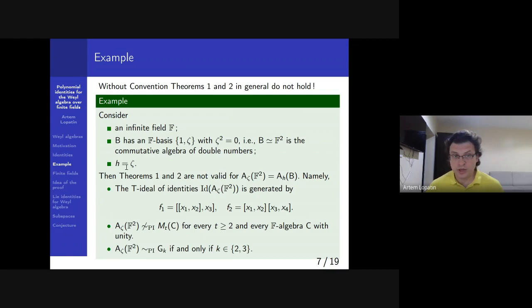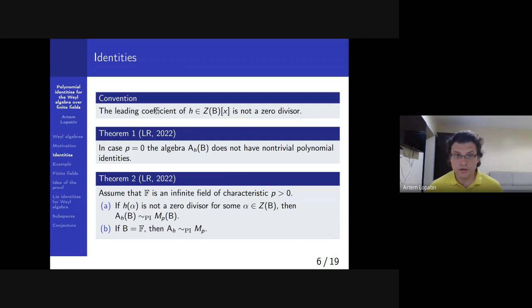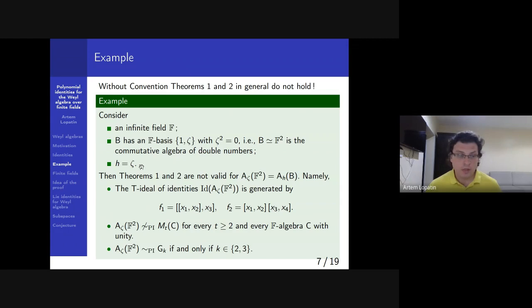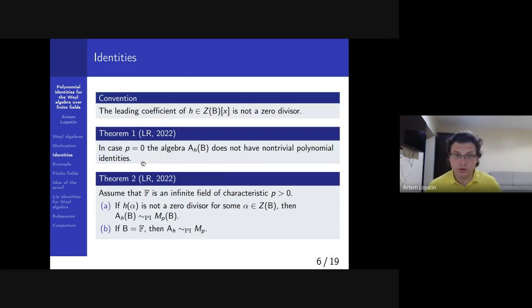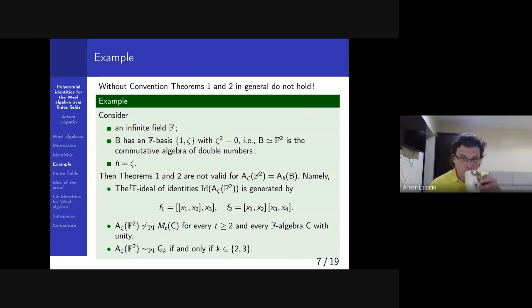And as polynomial h, we can take this element. So then this convention fails. This convention obviously fails. And then we obtain that we don't have this theorem. We don't have this theorem. On the contrary, we obtain the following result.